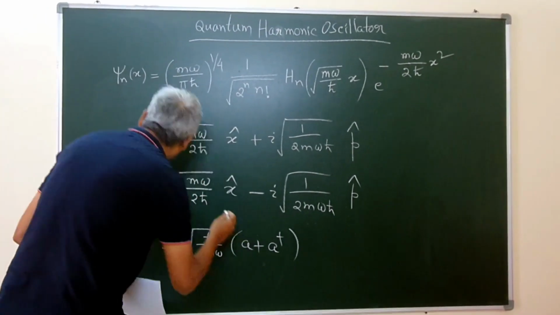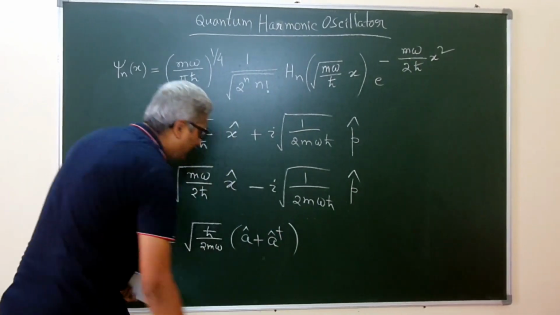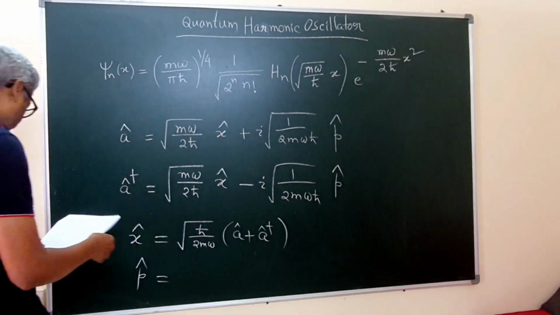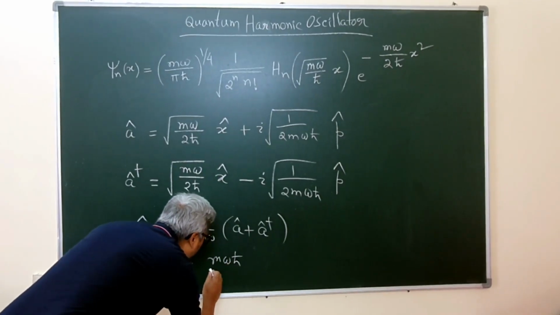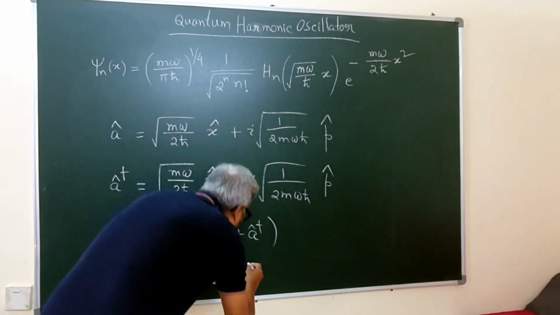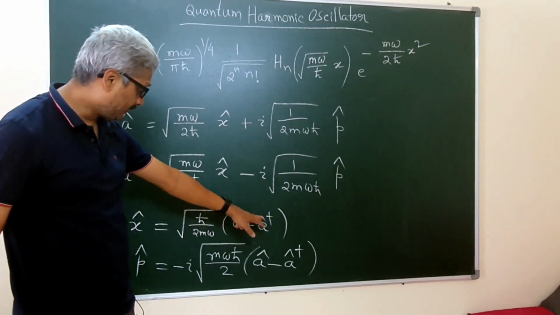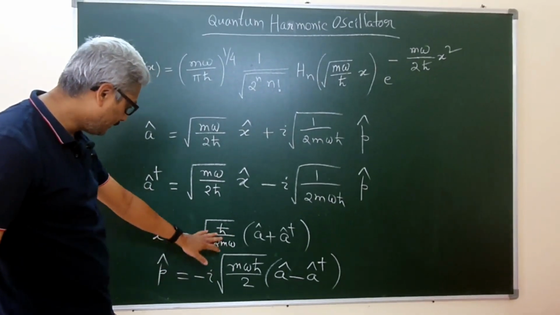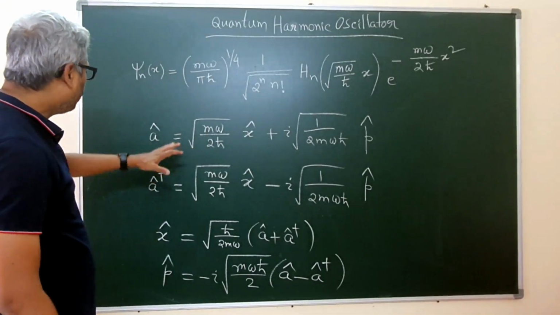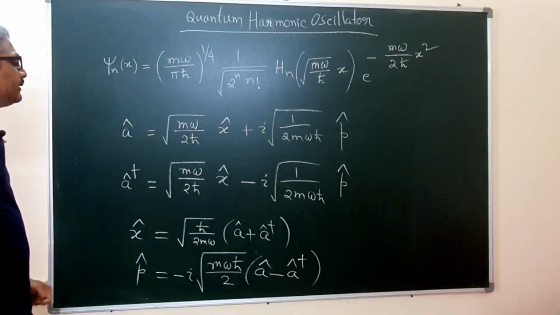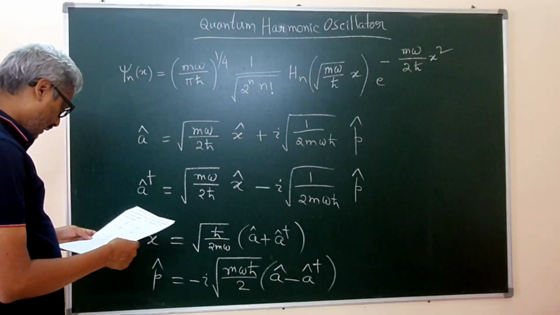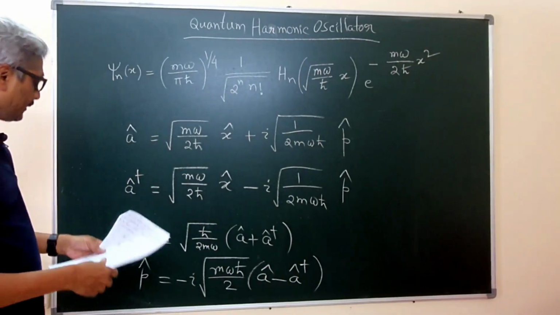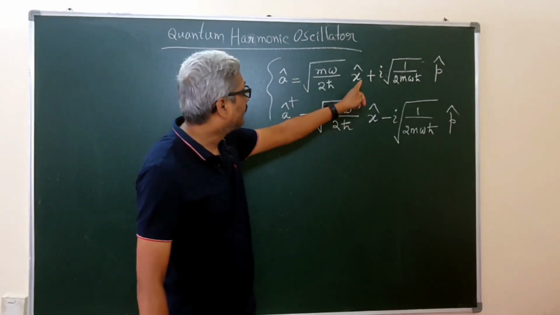I am not writing it everywhere, so please keep in mind they are operators. I should put a hat here: a plus a dagger. And p, the momentum operator, can also be expressed in terms of a and a dagger in this way: minus i times square root of m omega h bar by 2, times a minus a dagger. The position operator is proportional to a plus a dagger, and the momentum operator is proportional to a minus a dagger, with constant prefactors, or C numbers. Using these creation and annihilation operators, we can express the Hamiltonian of the quantum harmonic oscillator. Let us see how.